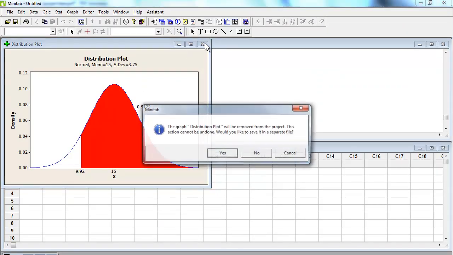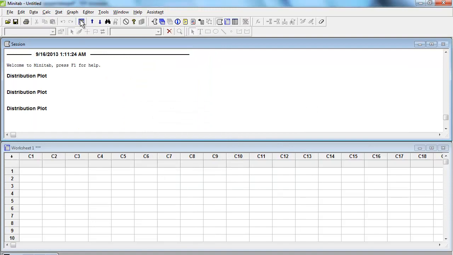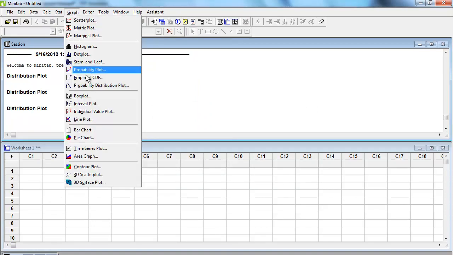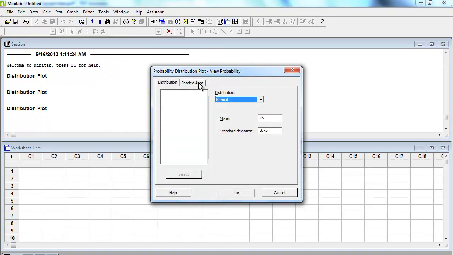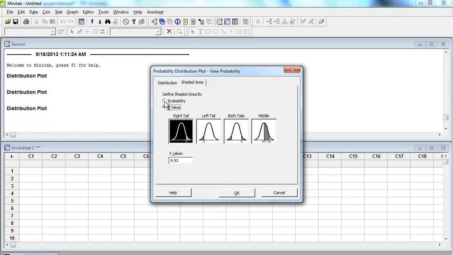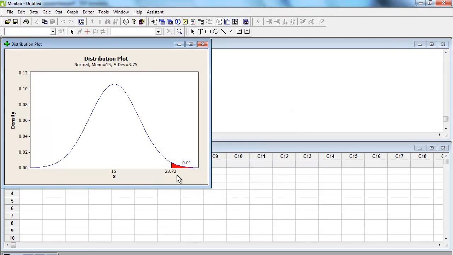Let's clear this off and start again. So graph, probability distribution plot, view probability. We still have our normal in there, shaded area. This time I'm giving Minitab the probability, and I want 1%. I want to find that 1% cutoff in the right tail. So I choose right tail, okay, and it tells us 23.72.